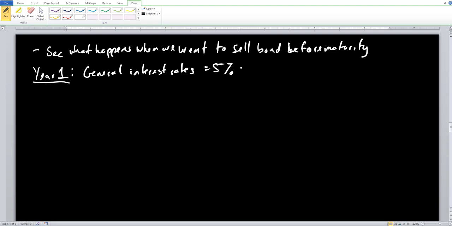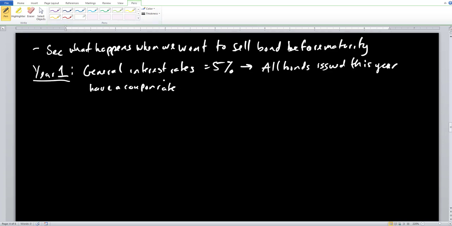And because we are simplifying our bond analysis, that tells us that anytime a corporation, firm, or the government wants to issue a bond, they need to issue a bond that has a coupon rate of 5% as well. So we take the general interest rate, and this tells us exactly what the coupon rate on all new bonds issued during this year should be. All bonds issued this year have a coupon rate of 5%.